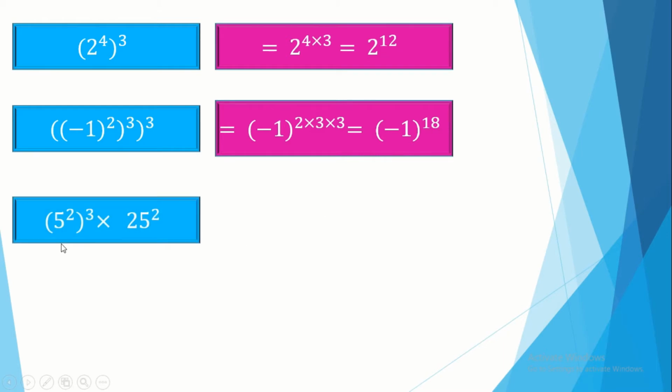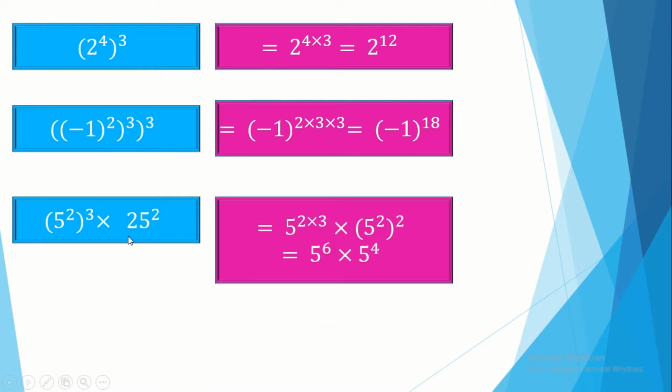Another example, as you see, here we have a base carrying more than one exponent. It's 5 to the power 2, all cubed, times 25 squared. On the other hand, we have another base different from 5. How to solve it? First of all, we should keep in mind that 25 is 5 squared. We can transform it into the same base. Then we apply the rule of powers.